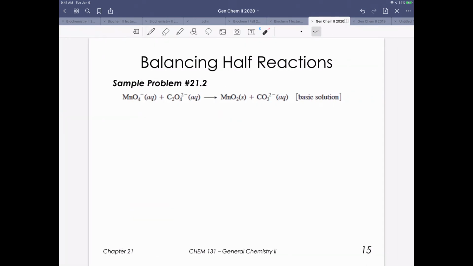Okay, time for you guys to work through one on your own. So here's what that problem is. Here's the skeleton, I shouldn't say it's balanced. Here's our skeleton reaction here for permanganate anion reacting with oxalate anion to generate manganese dioxide and carbonate anion.